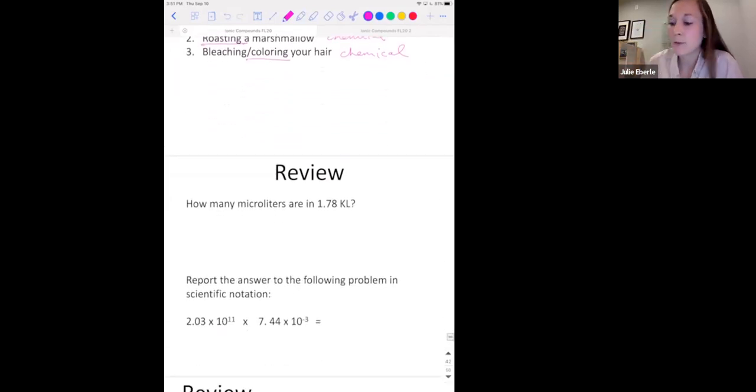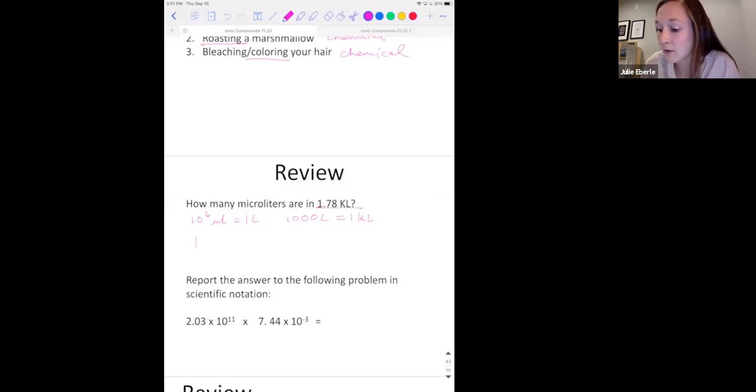Okay. Ooh, we only have a couple minutes left. How many microliters are in 1.78 kiloliters? So here's the relationships you need for this. And I know I'm going to move kind of quick, but this is recorded. You can go back and watch it. So 10 to the 6th microliters are in 1 liter. 1,000 liters are in 1 kiloliter. I'm going to use these. You may have written them out different ways. That's okay. There's so many different ways to write them.